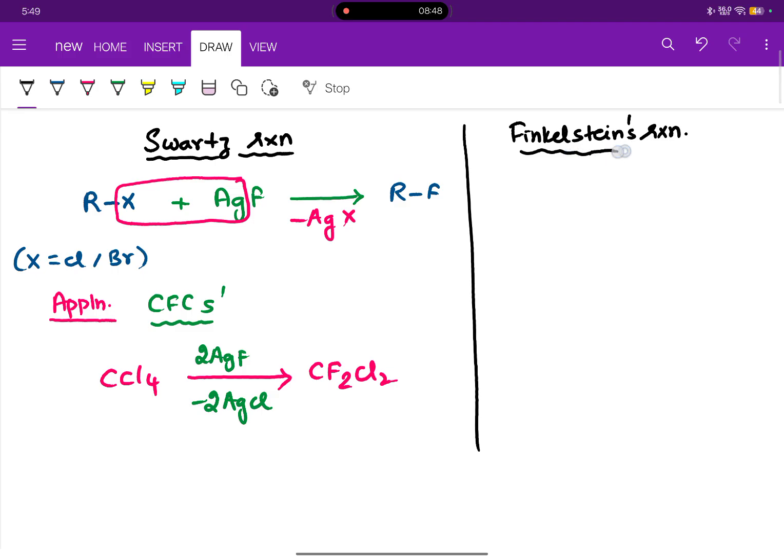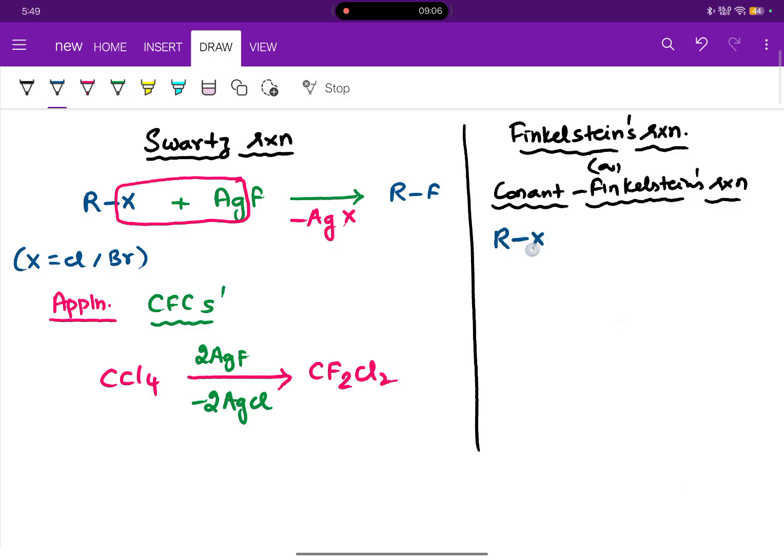Finkelstein's reaction, or it is called Cronin-Finkelstein's reaction. Both are the same. So here you take RX again and treat with sodium iodide.